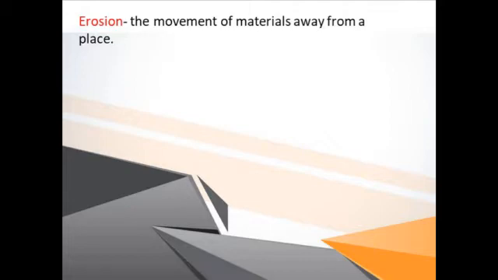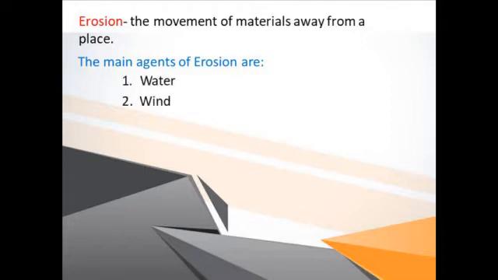Okay, so what do you mean by erosion? When we say erosion, it is the movement of materials away from a place. And what are the main agents of erosion? So we have water, wind, what else? Ice, and gravity. So these four are the main agents of erosion.